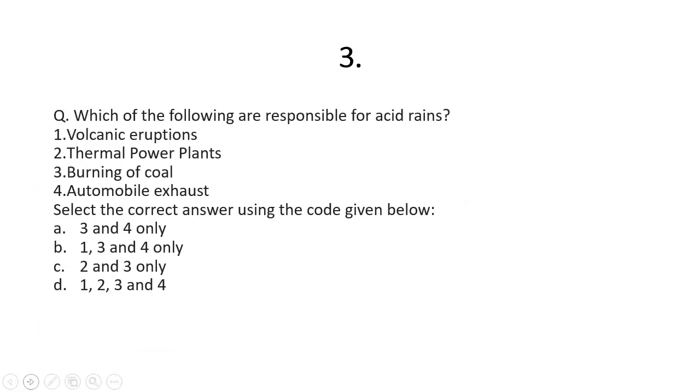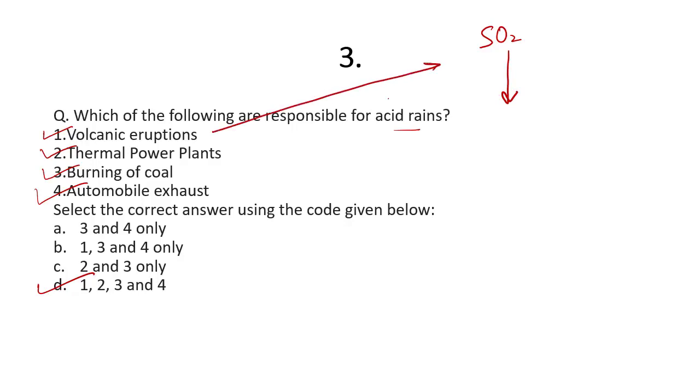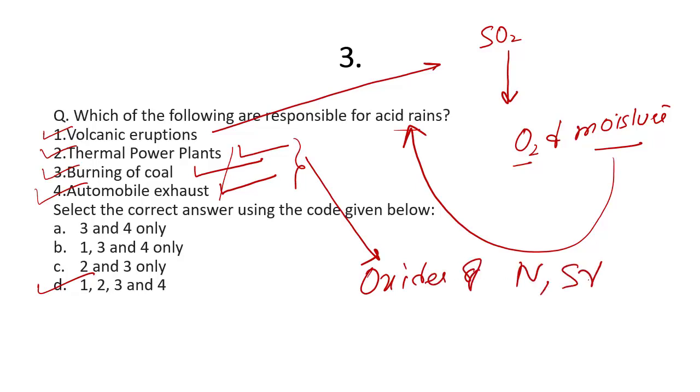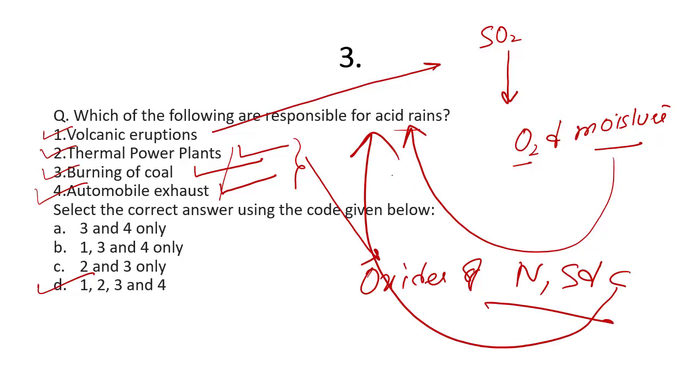Let's look at question number 3. Which of the following are responsible for acid rains? Volcanic eruptions? Yes. Thermal power plants? Yes. Burning of coal? Yes. Automobile exhaust? Yes. D is the correct answer. So basically the sulfur dioxide gas emitted because of volcanic eruptions reacts with the oxygen and the moisture present in the atmosphere, and that is what leads to acid rains. Similarly, thermal power plants, burning of coal, and automobile exhaust produce oxides of nitrogen, sulfur, and carbon, and that also leads to acid rains.